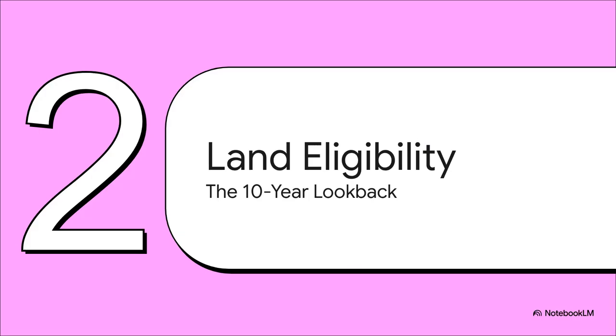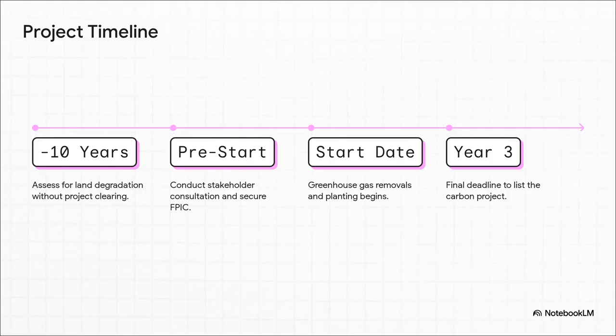Okay, moving right along, let's tackle Section 2, Navigating Land Eligibility Rules, the 10-year look back. So this methodology builds a really strict chronological compliance wall for developers, because to get a project approved, you don't just look at what the land looks like today, you actually have to look backward, 10 whole years backward, to be exact. At T-minus 10 years, developers must prove the land wasn't recently cleared or degraded just to generate carbon credits. Basically, they're trying to prevent perverse incentives, right? You can't just chop down a forest just so you can get paid to replant it.